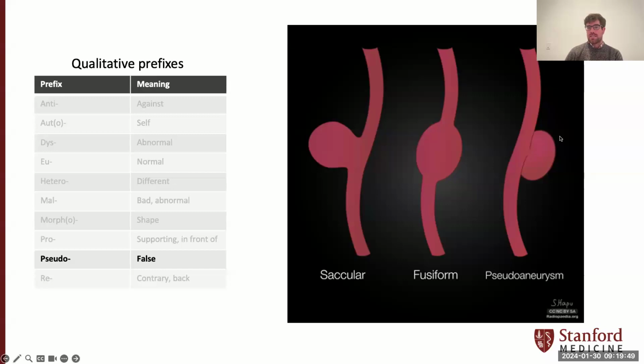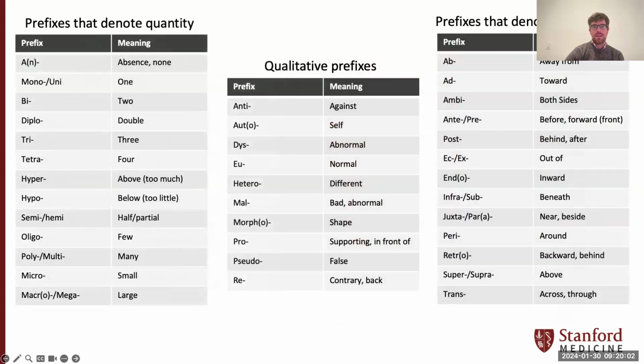And actually it's much higher risk of rupture and has to be acted on differently because it has that thinner wall. And so it's a higher risk of rupture and is more of an emergency. So this is just an overview of prefixes and how they relate to the root.